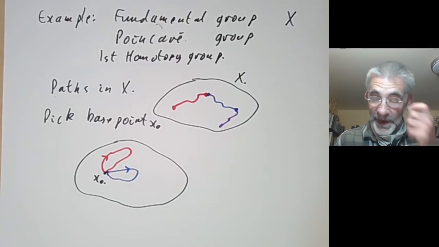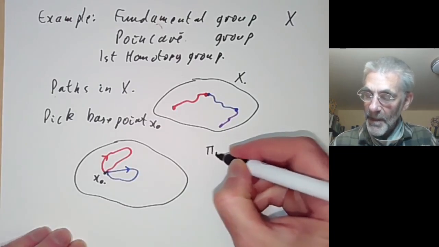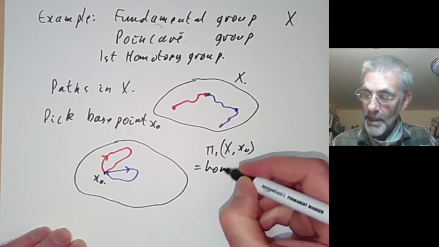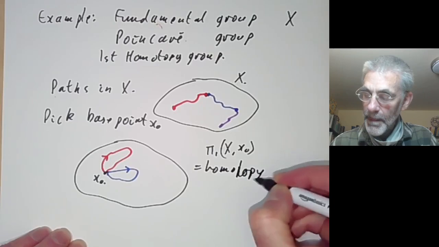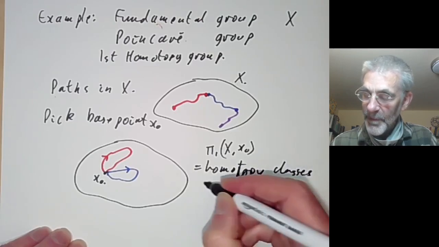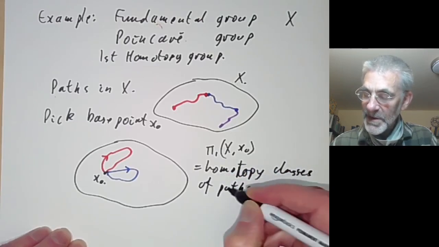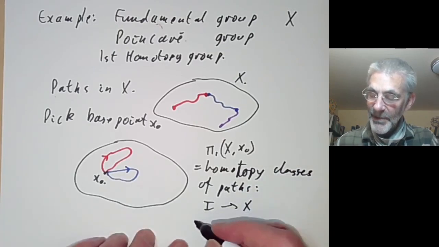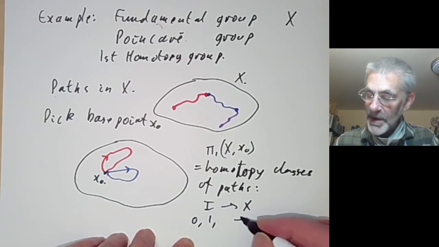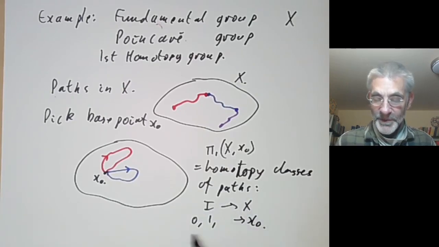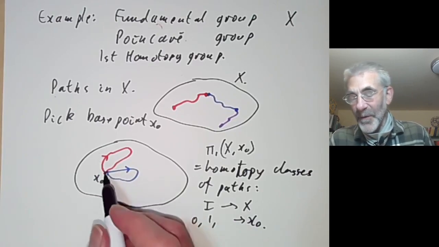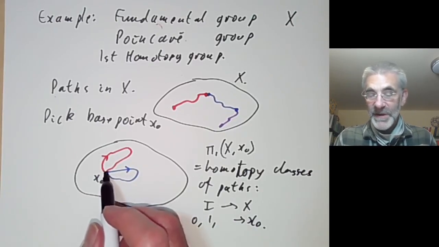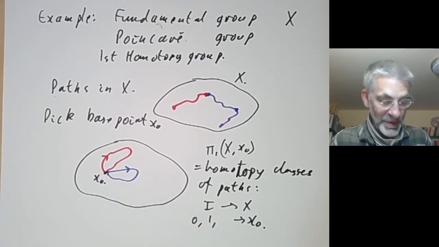So we're going to define the fundamental group of X to be the homotopy classes of paths. Well, what's a path? Well, it's going to be a map from the interval to X, which takes the endpoints 0 and 1 to the point x0. And when we deform these paths, we must always make sure the endpoints of all the deformations stay at this base point x0.